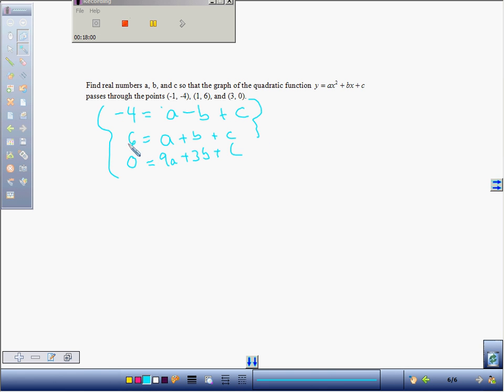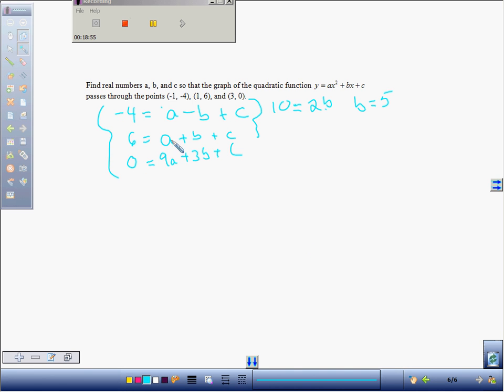So if I subtract 6 minus 4, I get 10. I'm subtracting upside down. B minus negative b, I get plus 2b. Everyone's okay? I'm subtracting this equation from this equation. What's c minus c? 0. So I get 10 equals, a minus a gives you nothing, I get 2b, right? 2b equals 10. So that's nice because that tells me what b is right away. B is 5.